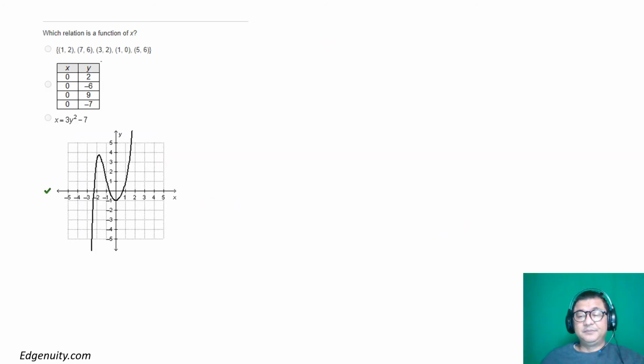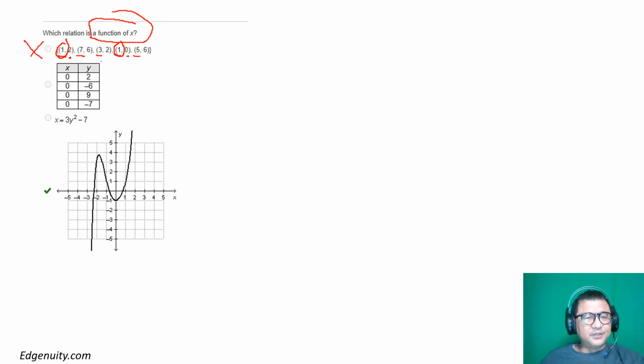Now this problem is good because function is disguised in four different ways, and I want to know which is the real function. Okay, so let's start with this. Every input has exactly one output. 1 has a 2, 7 has a 6, 3 has a 2, 1 has a 0, 5 has a 6. Guess what? Same number, one single input of 1 has an output of 2 or 0. That is not allowed. I only need 1.